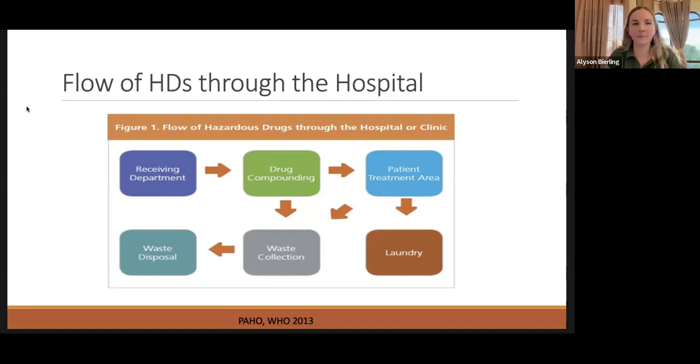And then the drugs after being compounded flow into the patient treatment area. Again, another touch point for exposure. After mixing and being administered in the patient treatment area, there's hazardous waste from those drugs that were mixed and administered. So there might be some contaminants in laundry, and then obviously waste collection, and then finally waste disposal. So just some areas in your settings to consider where exposure might be occurring.